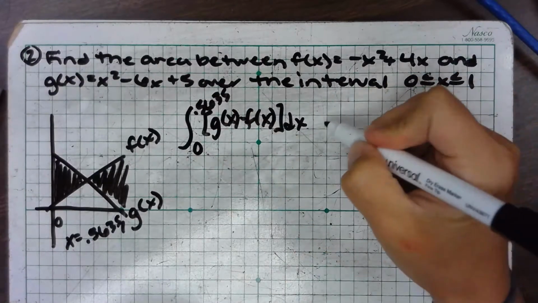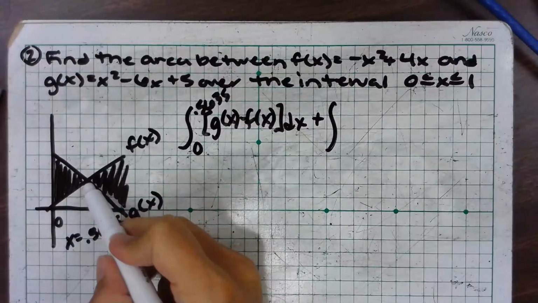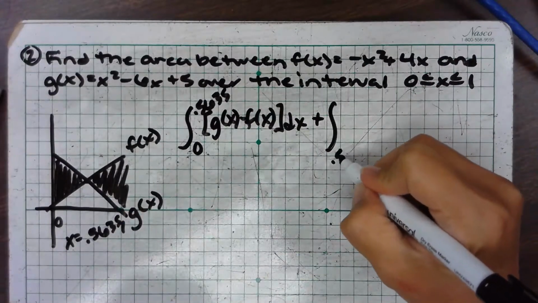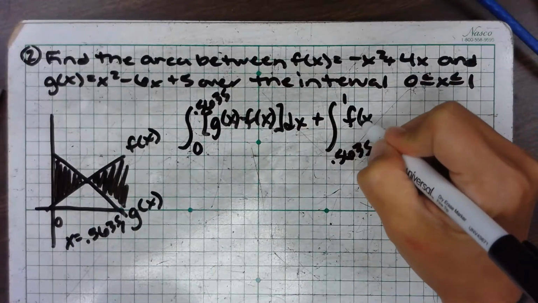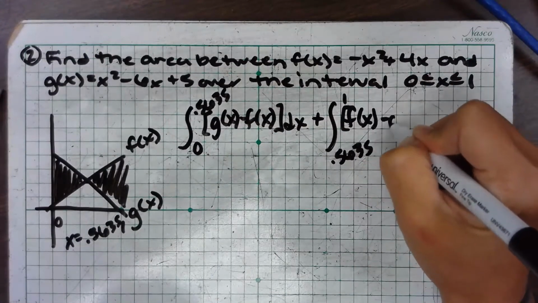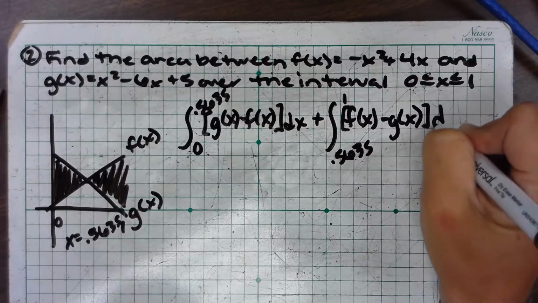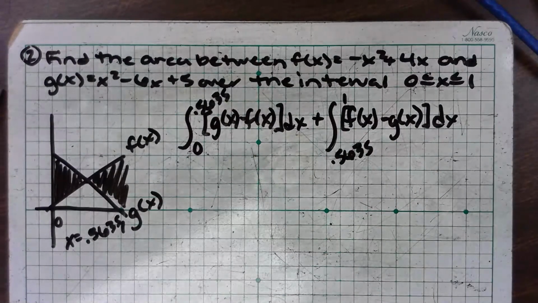Okay, dx. And then I have to add it. Now I can do from this point, that x value, 0.5635, all the way to 1, when f of x is on top. So f of x minus g of x. Now that's going to be a lot to do by hand.